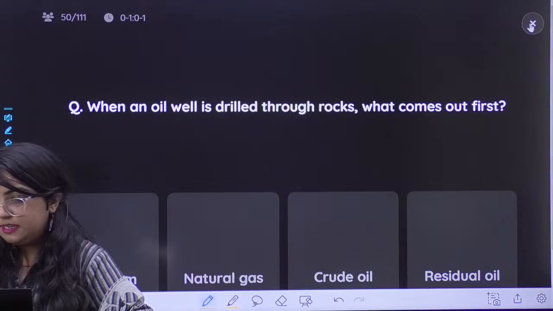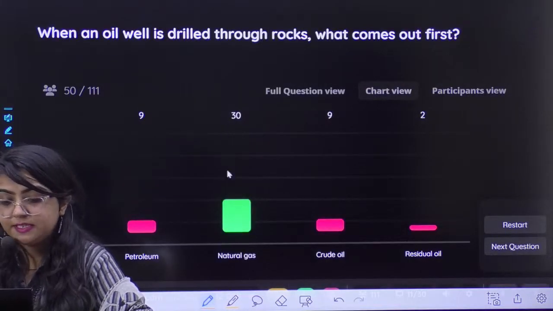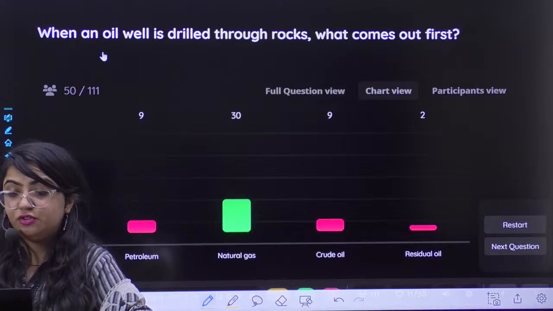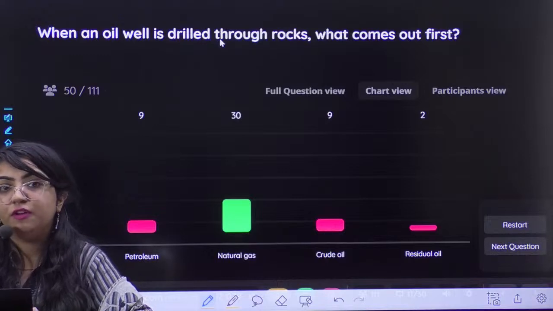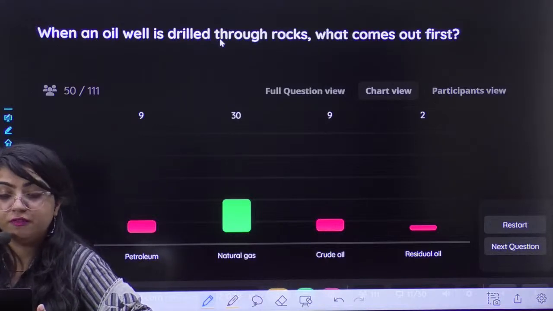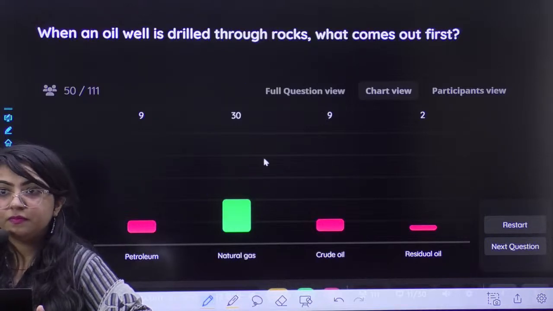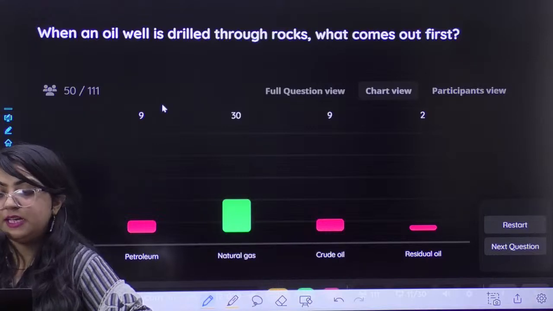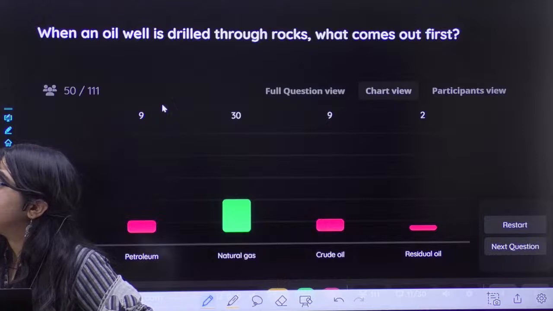Okay, now let's check its answer. Yes, option B is correct, natural gas. So natural gas will come out first when an oil well is drilled through rock. When we drill oil wells, natural gas will be the first resource we get. I hope this answer is clear to all. Please reply in the chat box.